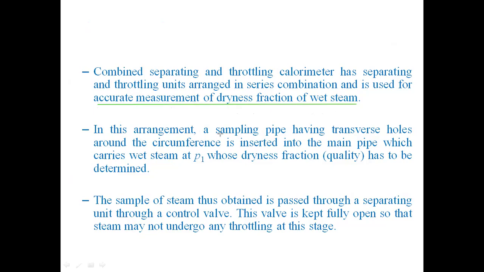In this arrangement, a sampling pipe having transverse holes around the circumference is inserted into the main pipe, which carries the wet steam at P1, whose drainage fraction has to be determined. Next, the sample of steam obtained passes through the separating unit through the control valve. This valve is kept fully open so that the steam does not undergo any throttling at this stage.